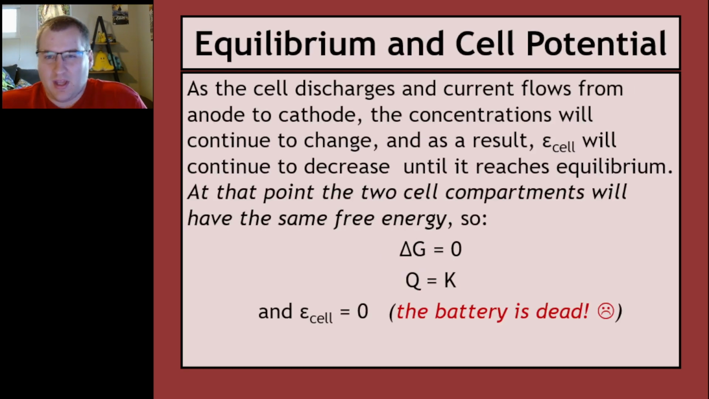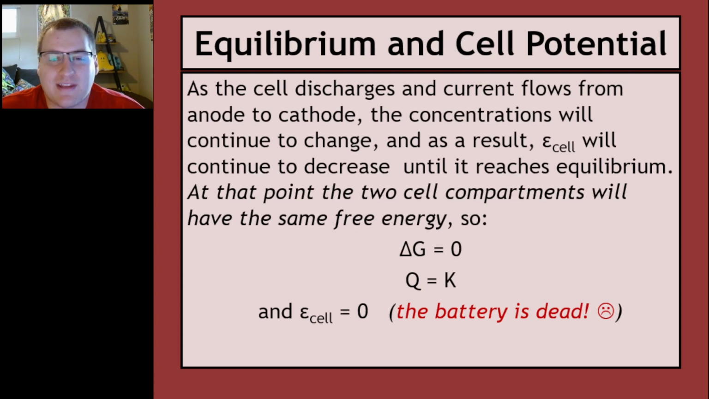Okay. As the cell discharges and current flows from anode to cathode, the concentrations will continue to change, and as a result, the potential of the cell will continue to decrease until it reaches equilibrium. At that point, the two cell compartments will have the same free energy. So delta G is equal to 0, Q is equal to K, and the energy of the cell is 0, meaning the battery is dead.